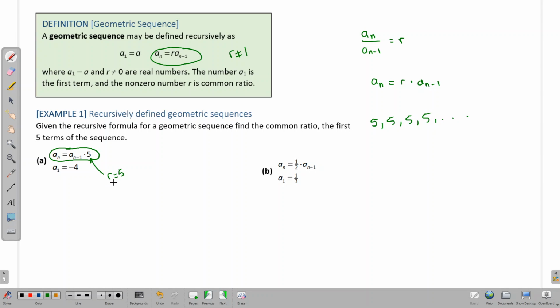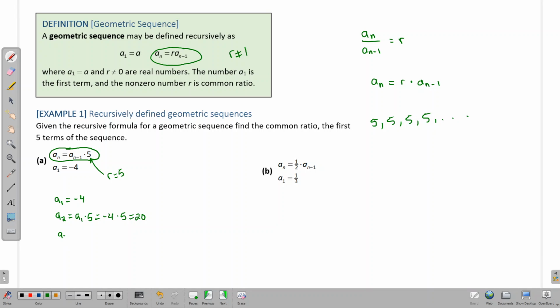Even if you didn't notice that, you can still figure it out by just generating each term in the sequence. So let's go ahead and start. We were given the first term is negative 4. Now this formula says to get a2, you take the previous term. Right, if this is a2, then this would be a sub 1, the term before it, and then multiply it by 5. You multiply the previous term by 5. Well, the previous term was negative 4. So it would be negative 4 times 5, which is negative 20.